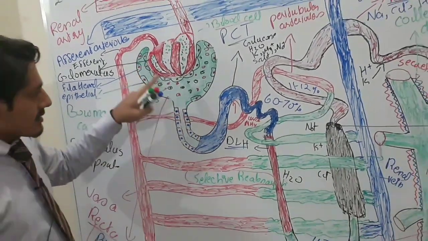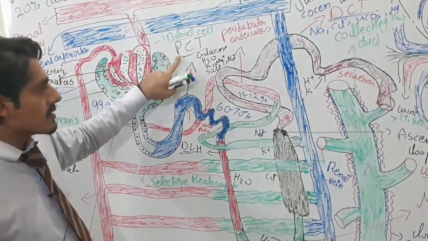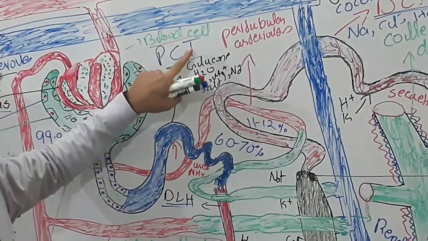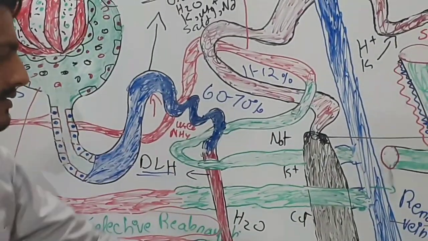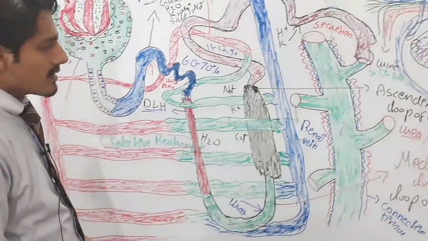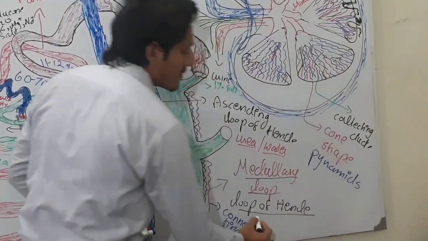Okay. The next, if I move downward, there is a convoluted structure. This is the first convoluted structure, therefore it is called the proximal convoluted tubule. And the next one, if I move downward, is a U-shaped structure. This U-shaped structure is called the medullary loop, and it is also called the loop of Henle.